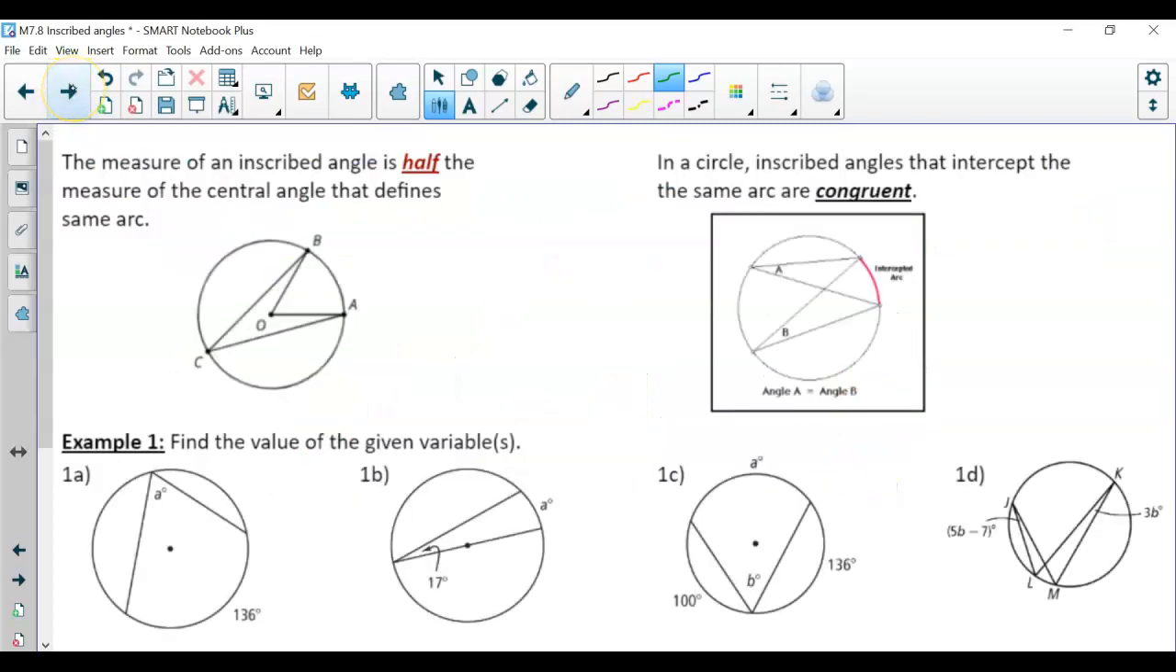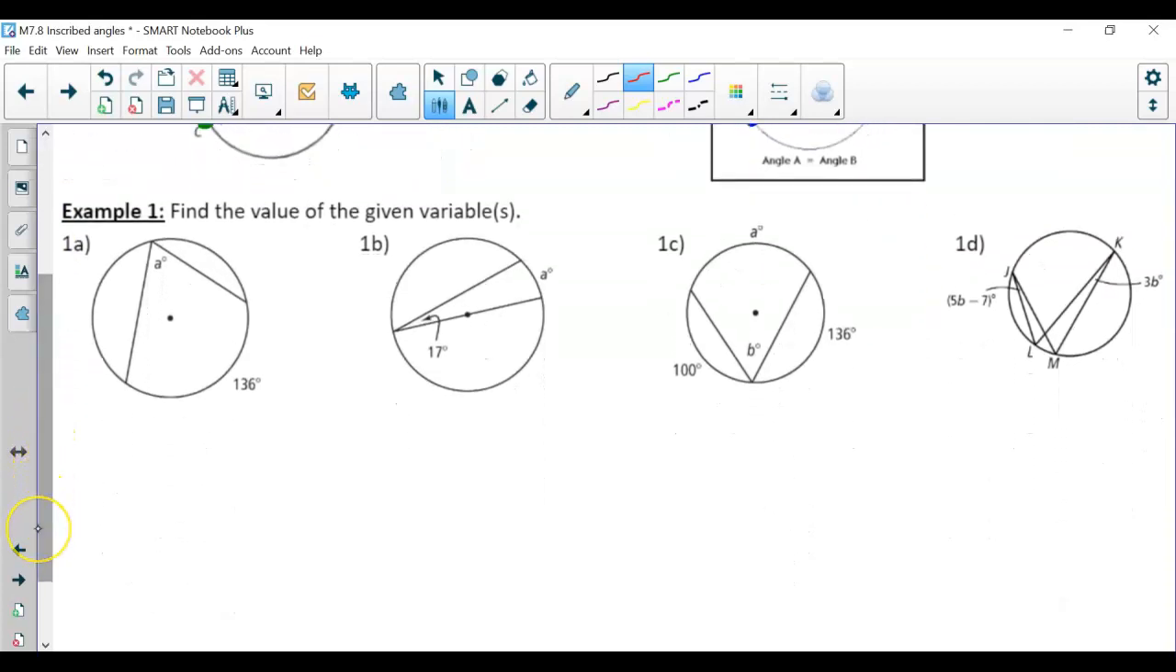When you have an inscribed angle, where the vertex is now on the circle, it is exactly half of the central angle. Now, another concept we're going to keep in mind today is if we have two inscribed angles, like angle A and angle B. Notice though that both of these inscribed angles create the same intercepted arc. So if they create the same arc here, then the angles are congruent to each other.